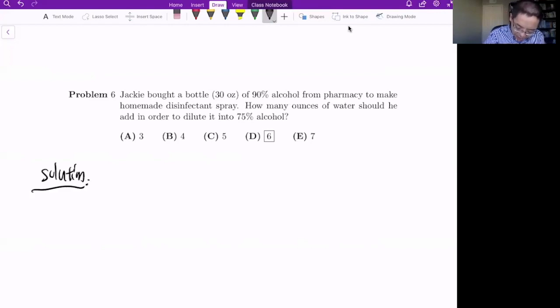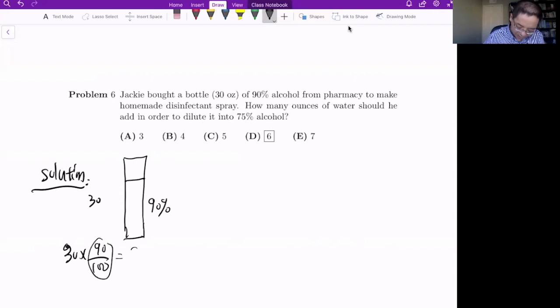Initially it is 90% alcohol. In total it is 30, so that means it's 30 times 90%. 90% is just 9/10, so 9/10 times 30 is 27. So initially there are 27 of alcohol, and 3 is the water.